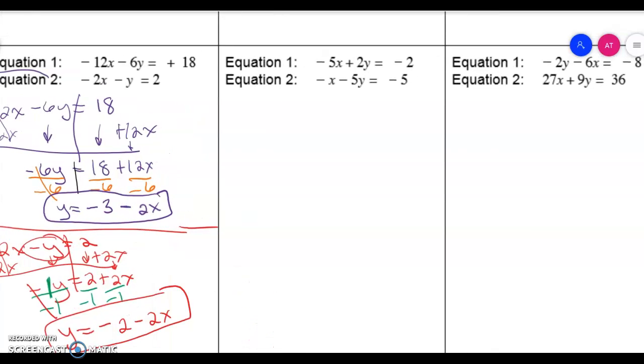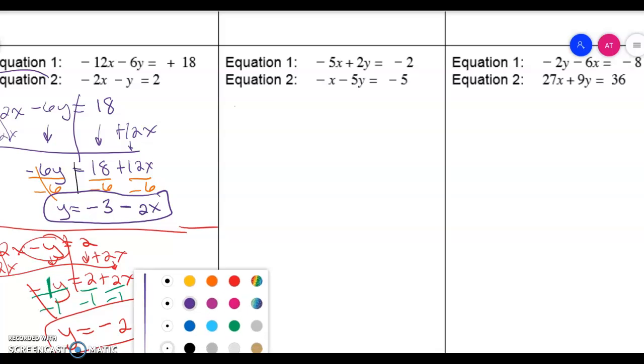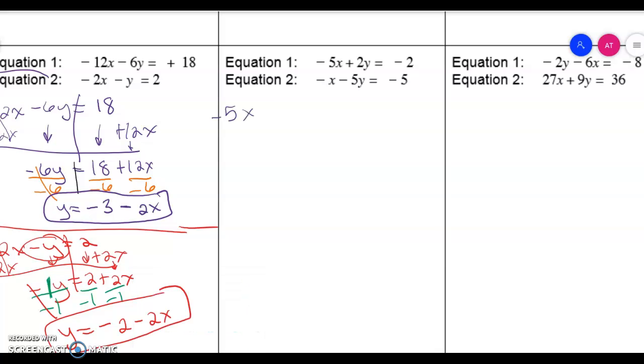So for this one, I want you to pause the video and try this next one on your own. So I have -5x plus 2y equals -2. The reason we want you to do these alone and pause the video is we want you to test yourself, so you know at what point you are getting stuck, or if you understand it. So pause the video now.